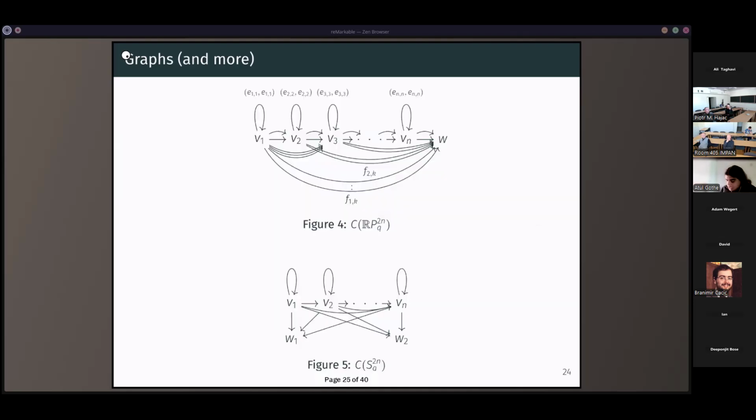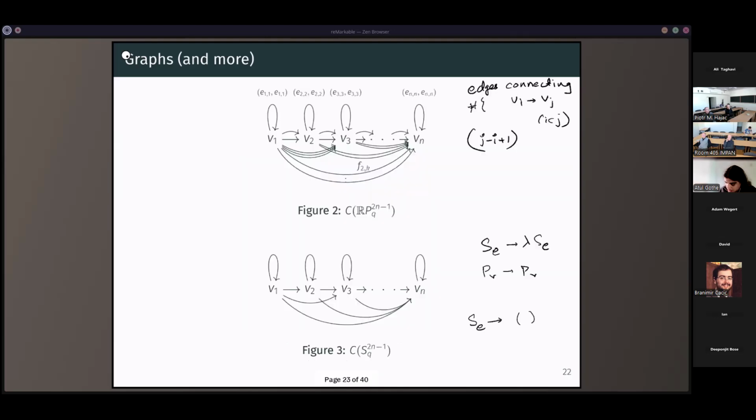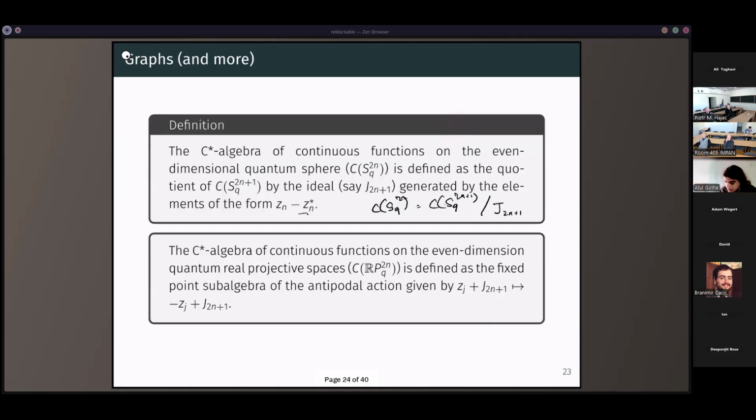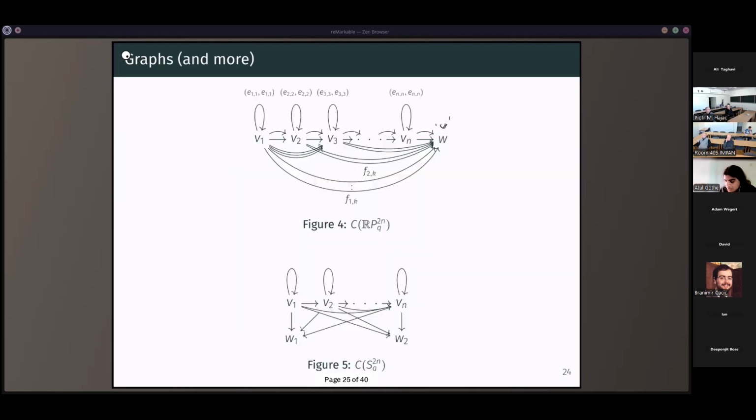So these even dimensional ones are also nice in that they are also graph C-star algebras. For RPQ2n, it's almost the same as 2n plus 1, but instead we don't have a loop here. In 2n plus 1, we just have an additional edge, and we would have a loop at the end as well, like here. But for 2n, the number of vertices and all the edges remain the same, but we don't have a loop at the end, so that the final vertex becomes a sink.